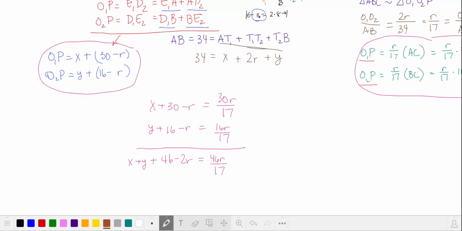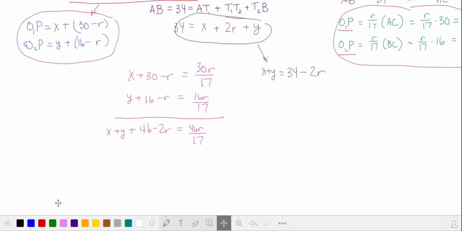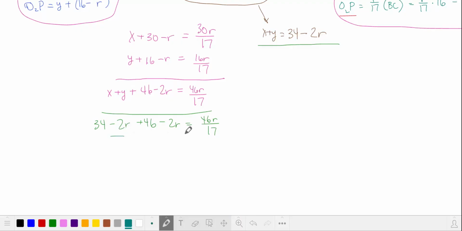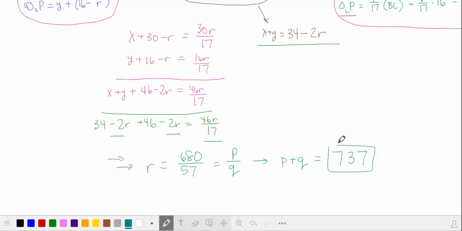And now we can use this equation. We'll solve for X plus Y to eliminate those two extra variables. So on the left-hand side, we have 34 minus 2R, and then 46 minus 2R. We now combine all of the R terms, and when we solve for R, we get 650 over 57. The problem asks for the sum of P and Q, and our answer is 737.